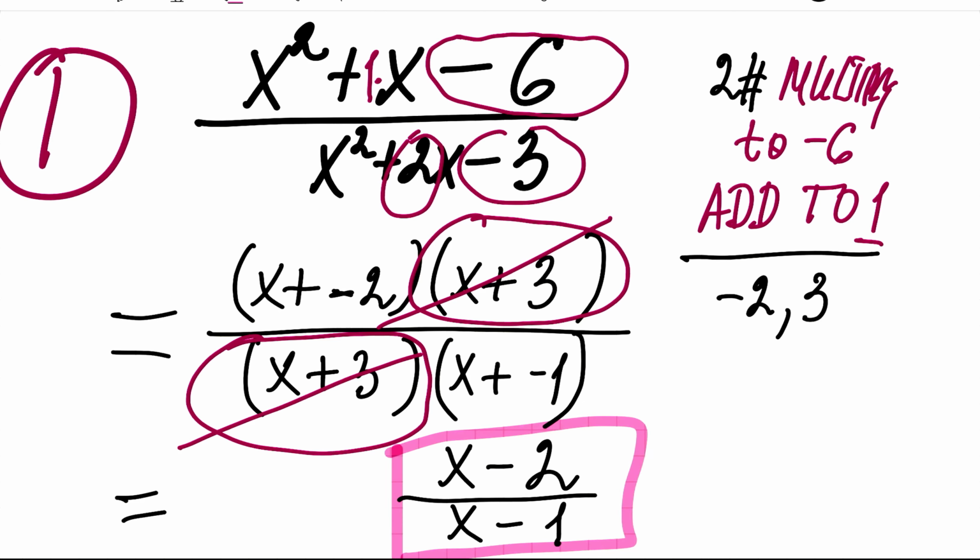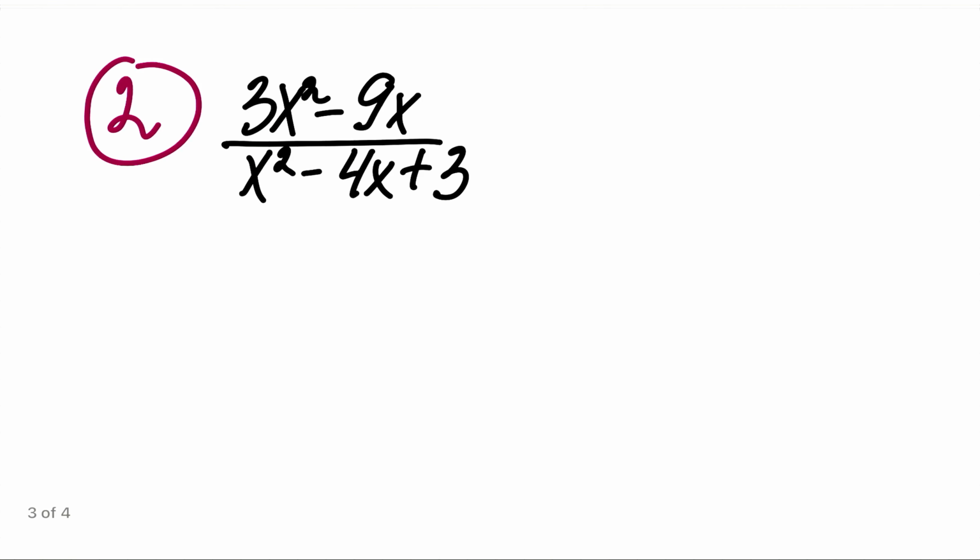All right, perfect, moving on. Say we have been given this rational expression, 3x squared minus 9x over x squared minus 4x plus 3. Looks similar, but actually I'm giving you another type that might come up when you do algebra.